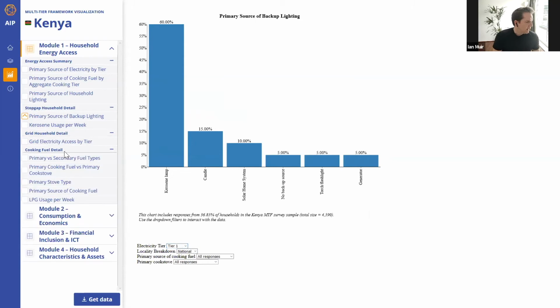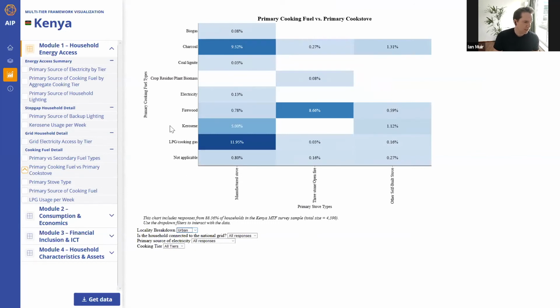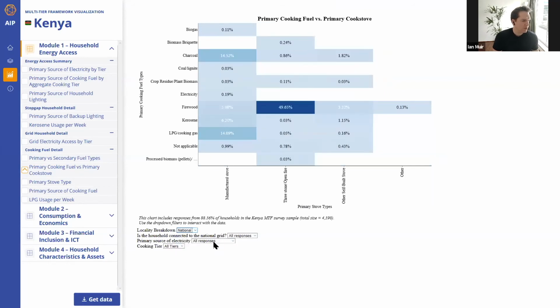Let's move forward and look at, say, some more cooking fuel details. We've made some very cool charts, we think, that are heat maps. And this I think can really help people understand the norms under different conditions. So for this one you're looking at primary cooking fuel type versus primary stove type. And you can see, at a national level, the most common combination is still firewood with a 3-stone open fire. If you switch to urban, there's a big shift, and you see a lot more charcoal and LPG use with manufactured stoves. And you can even pick, based on primary source of electricity, how that changes.